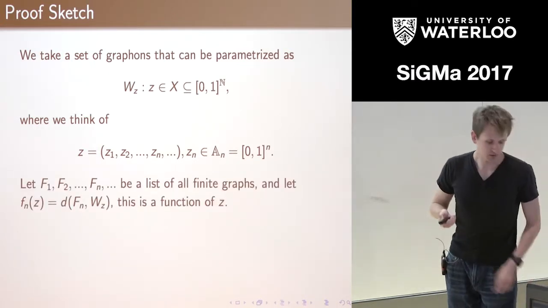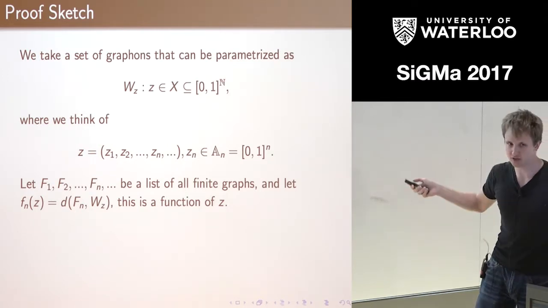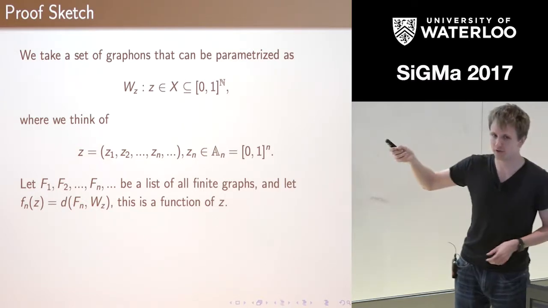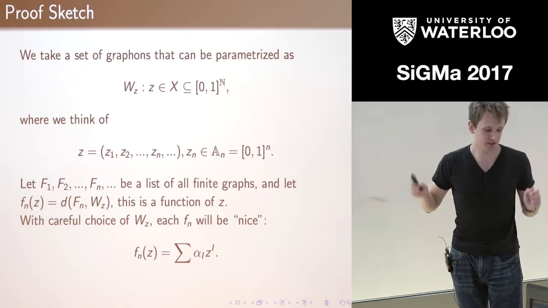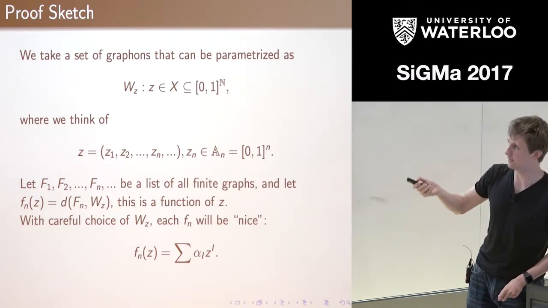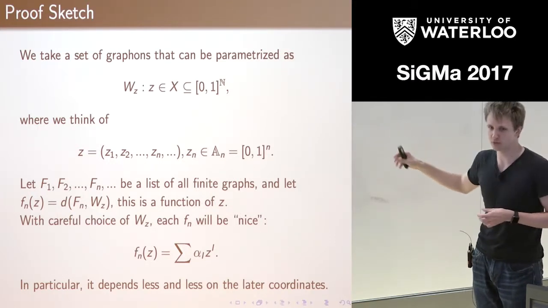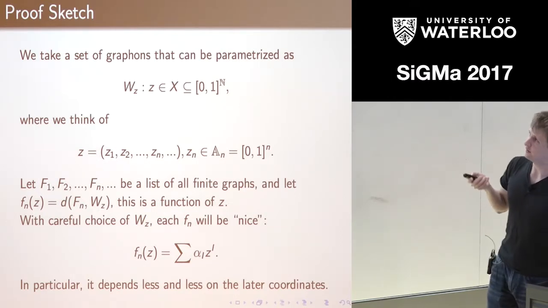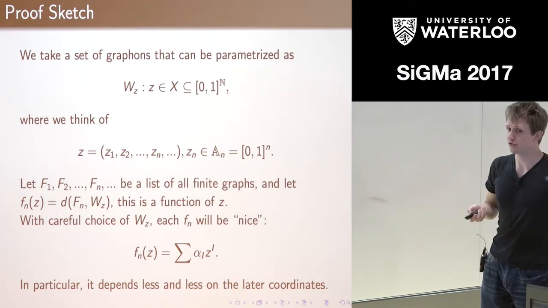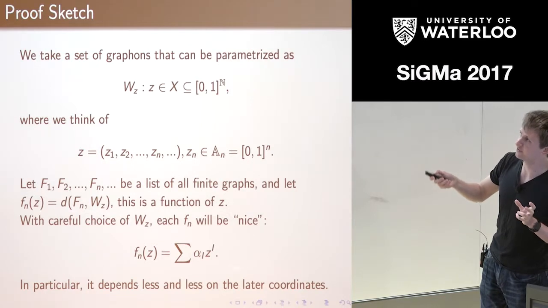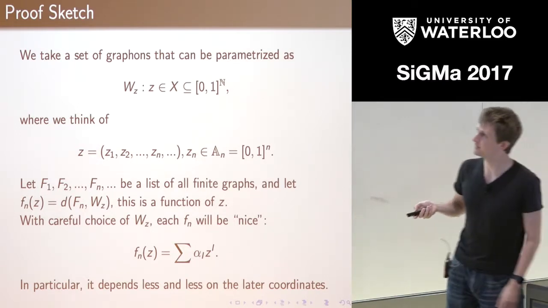And then the way we've constructed the graphon, we have these functions fn of z. We list all finite graphs, and then this function fn of z gives the density of the nth finite graph in W_z. If we choose W_z carefully, then each fn will be nice, so it can be approximated by a kind of infinite dimensional Taylor series. In particular, the later coordinates, since they affect the densities of smaller and smaller squares, will have less and less of an effect on this. So the takeaway here is that we have this set of graphons parametrized by these infinite dimensional coordinates, and the density of a graph Fn in W_z is a nice function of the z's, as nice as an infinite dimensional function can be, I guess.